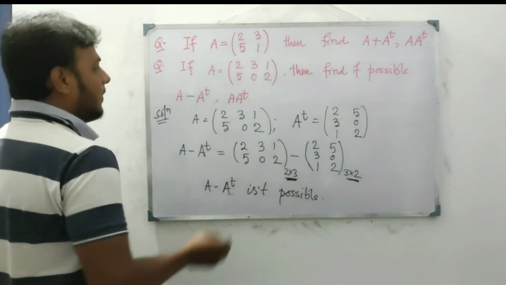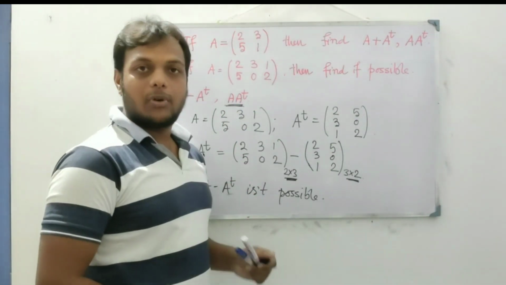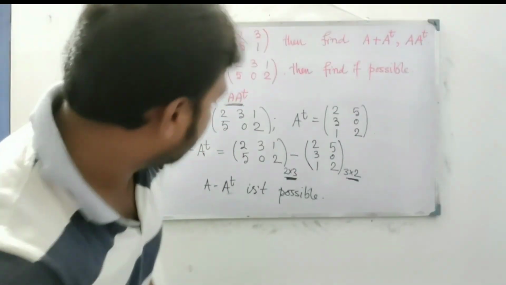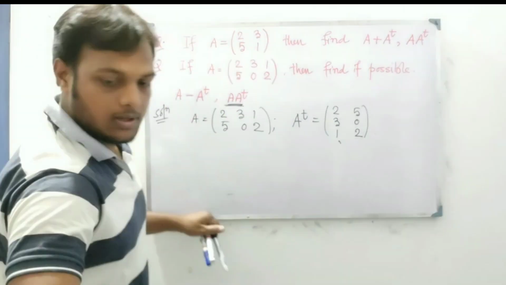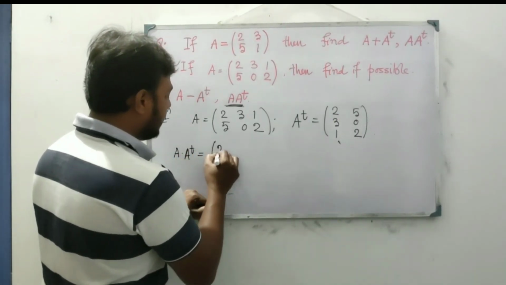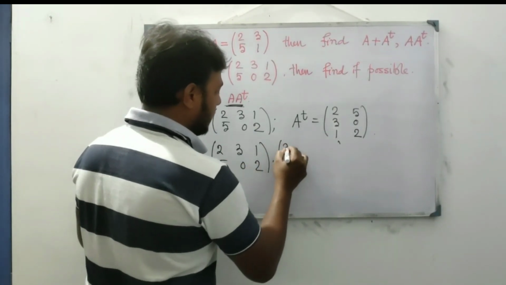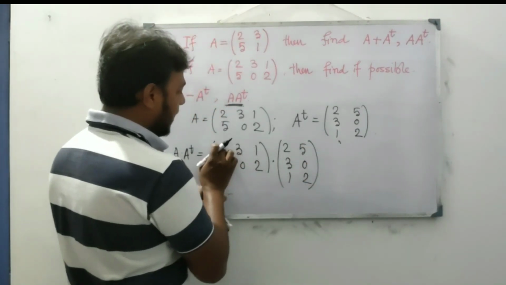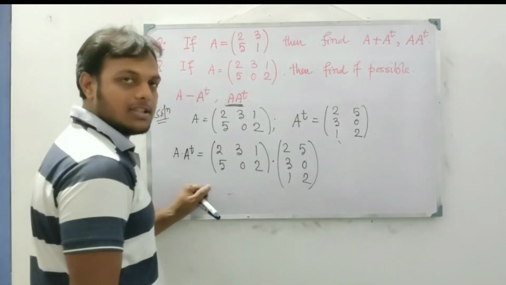Understood? Similarly, if you try to compute A times A transpose, then it is also not possible. Oh no, sorry, A times A transpose is possible. Next, second part, A times A transpose equals: put the matrices [2 3 1; 5 0 2] and A transpose, [2 5; 3 0; 1 2]. Since the number of elements along the row is 1 2 3 and along the column is 1 2 3, these two are the same, so matrix multiplication is possible.